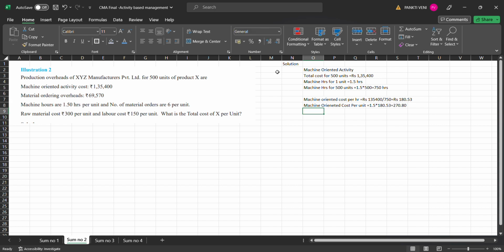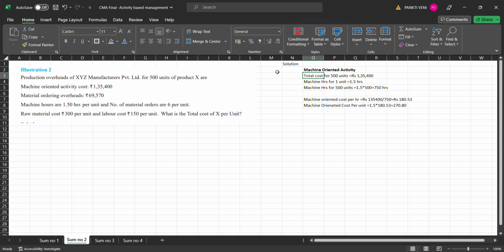Sorry for creating confusion. I'll repeat myself. So here they are preparing costing. They are going for costing activity wise. My first activity is related to machine oriented activity. Here they have given me total units. Total units are 500 units. Now machine oriented activity total cost, that is cost for 500 units given to me, is 1,35,400. Then I have machine hours for 1 unit. So machine hours given to me for 1 unit is 1.5 hours.